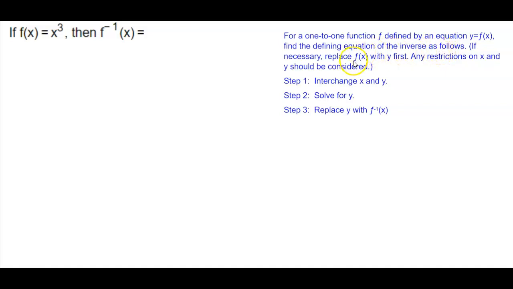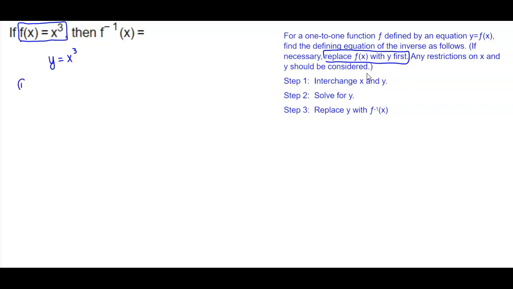Now, if necessary, we need to replace f of x with y first, and then any restrictions on x and y should be considered. So here is the given function. We have f of x, which is equal to x cubed. So the first thing we need to do is replace f of x with y first, as stated in the instructions. So we know that y is equal to x cubed.